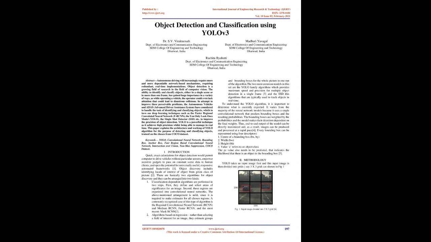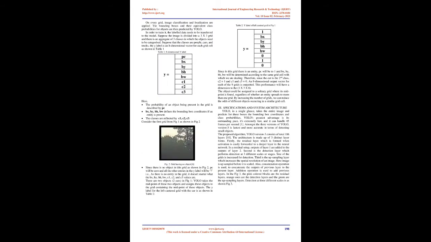to pass on constant scene data to human clients, and open the potential for universally useful, responsive automated frameworks. 1. Object detection includes identifying regions of interest of objects from a given class of picture. 2. There are basically two kinds of algorithms for object detection. Classification-dependent algorithms are performed in two steps. First, they define and select areas of significance for an image. Second, these regions are fed into convolutional neural networks.